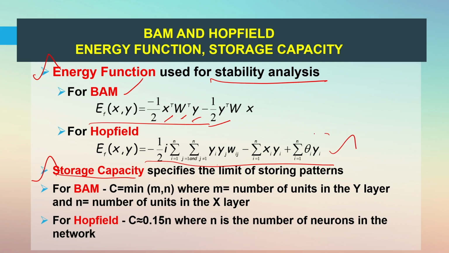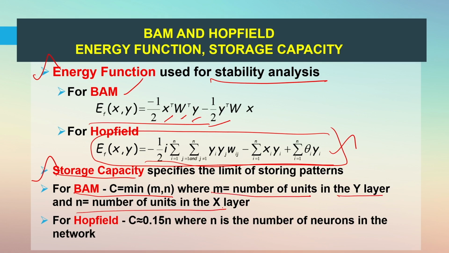See how complicated the Hopfield network is, because of the presence of feedback connections and the connections between the neighboring nodes. For a BAM network, the memory capacity is calculated in terms of C equal to min of m comma n, where m is the number of units in the yth layer and n is the number of units in the xth layer. For the Hopfield network, C equal to 0.15 n, where n is the number of neurons in the network. This you should remember: how the memory capacity of a BAM network as well as a Hopfield network is determined.